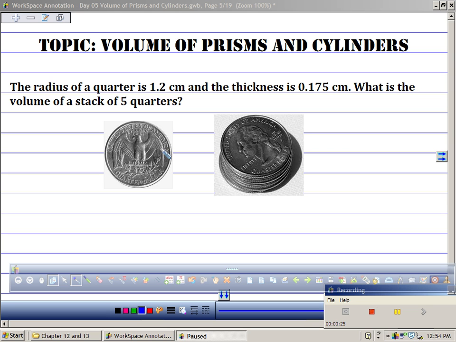What is the definition of volume? How much can we fill up? How much is inside of something, right?